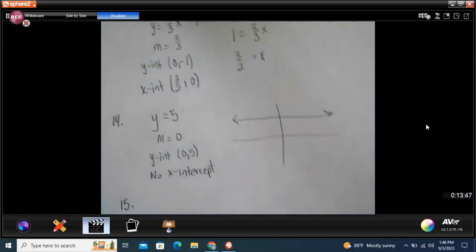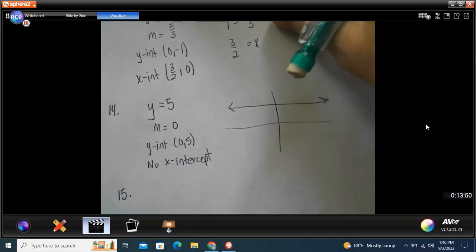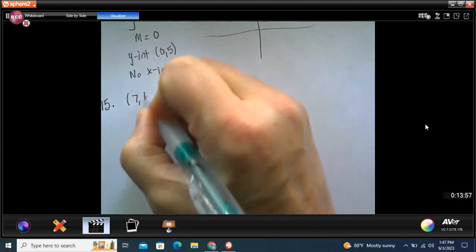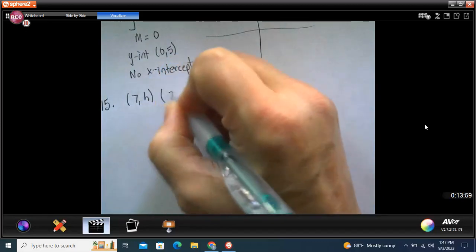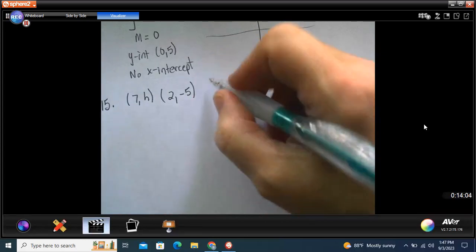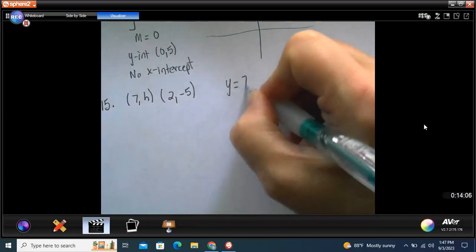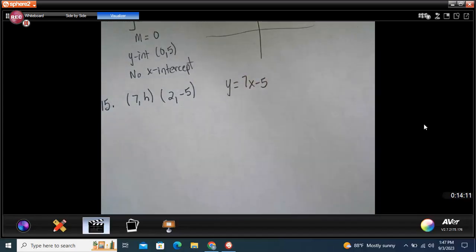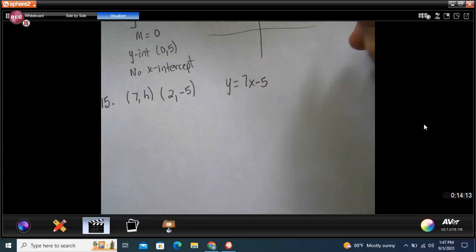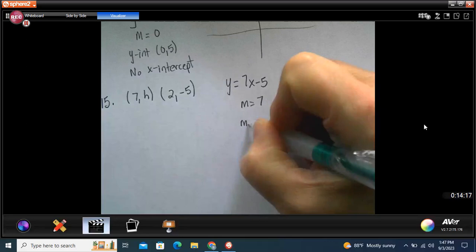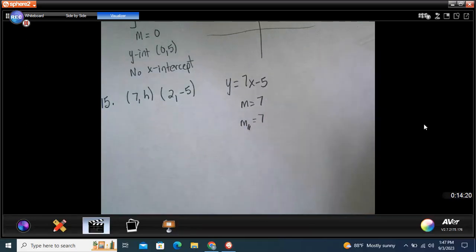And the value of h joining point 7, h and 2, -5 that is parallel to the line y equals 7x minus 5. Okay. Well, if they are parallel, they have the same slope. The slope of this line is 7, so the slope of the parallel line is 7.